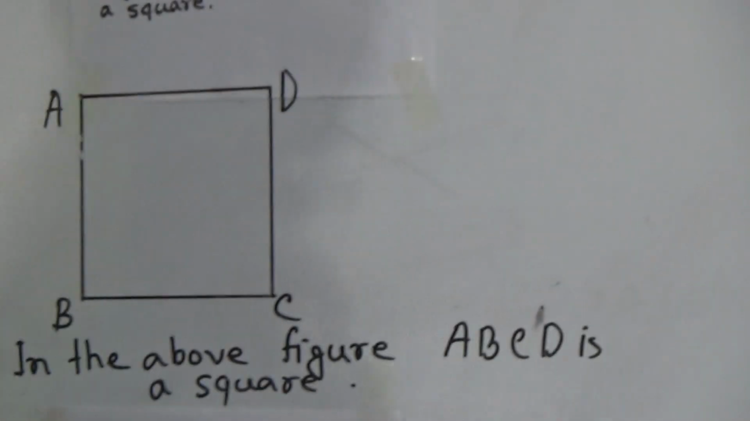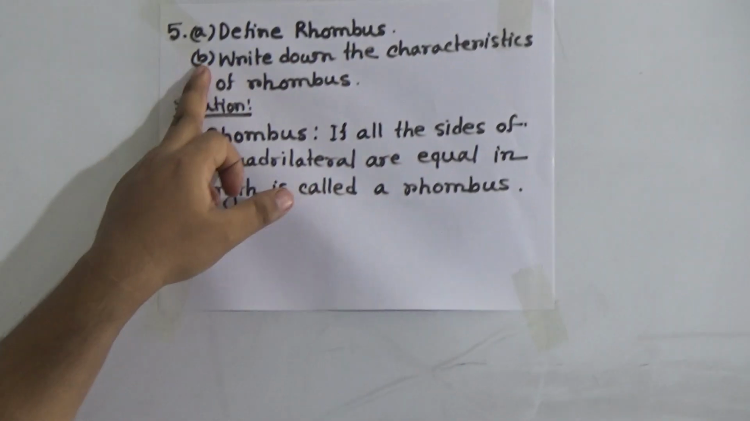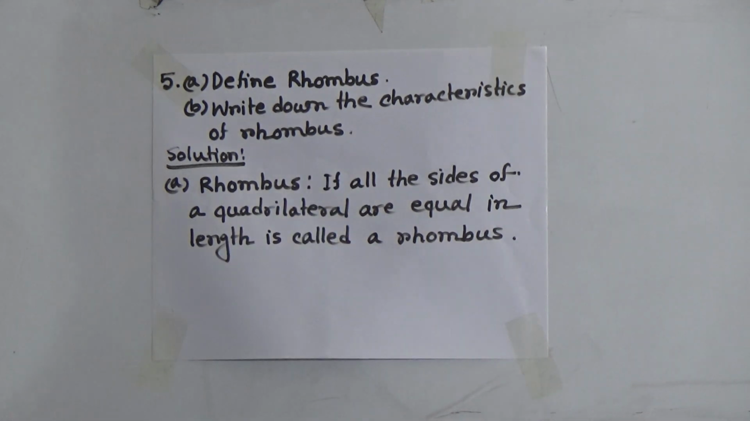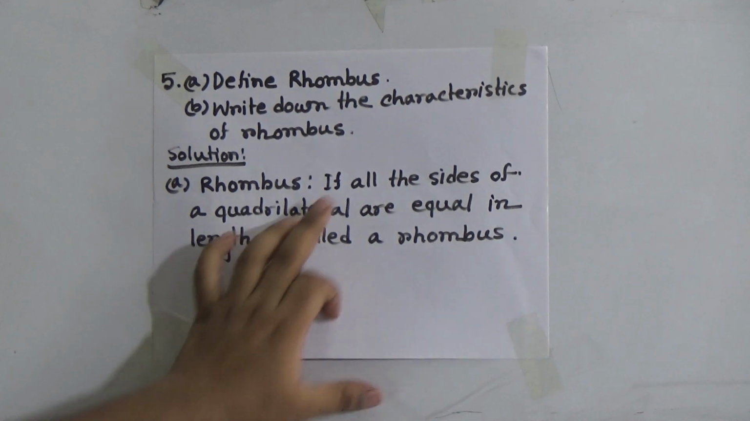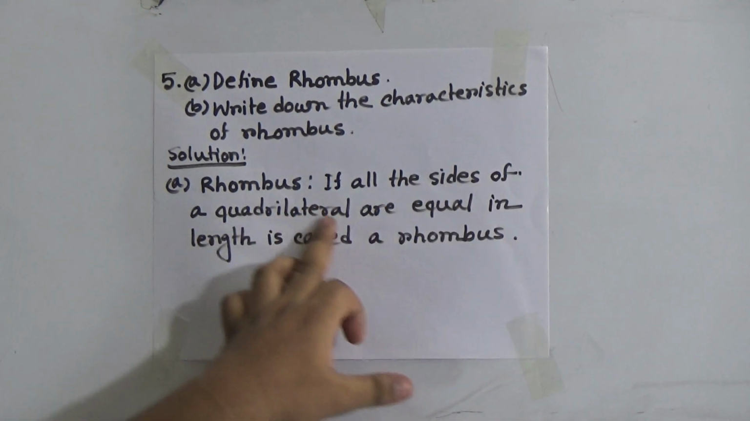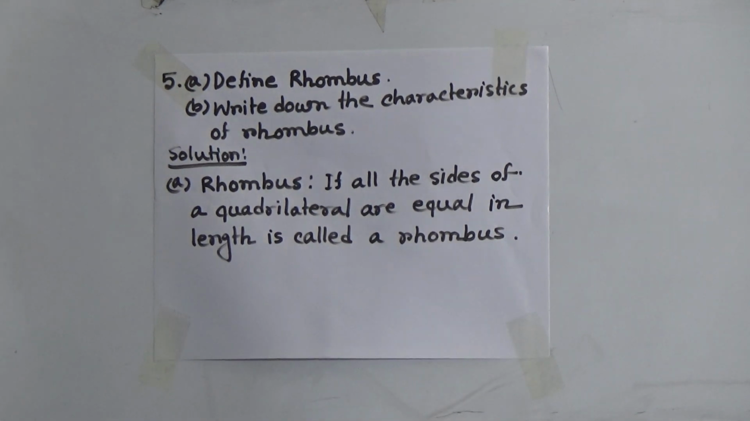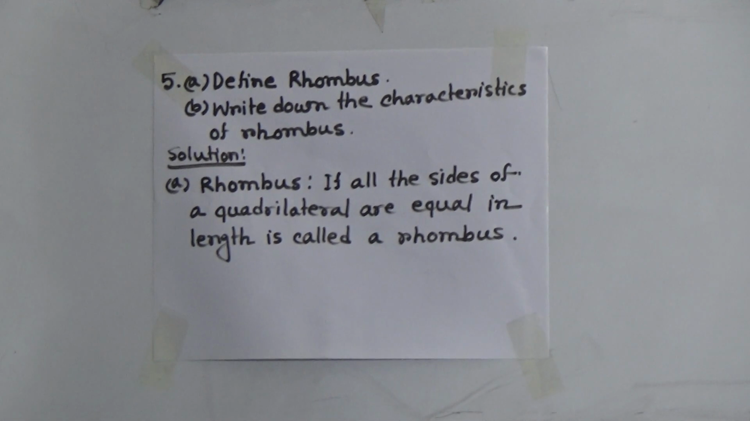Next we shall solve question number 5. A, define rhombus. B, write down the characteristics of a rhombus. First of all we define a rhombus. If all the sides of a quadrilateral are equal in length, then it is called a rhombus. But in this case the angle may be 90 degrees or less than 90 degrees.